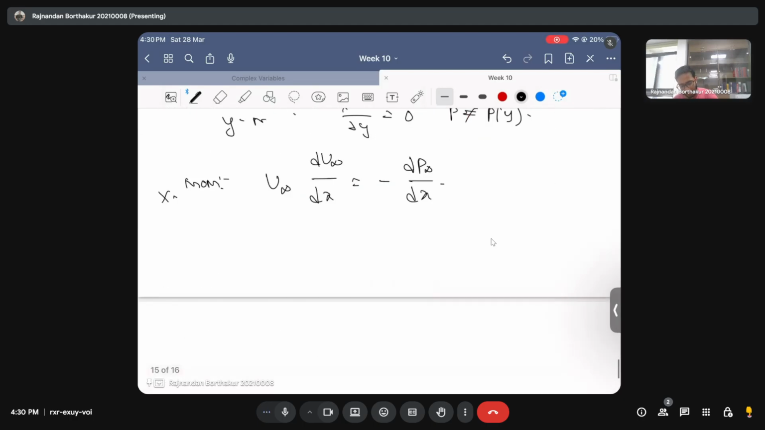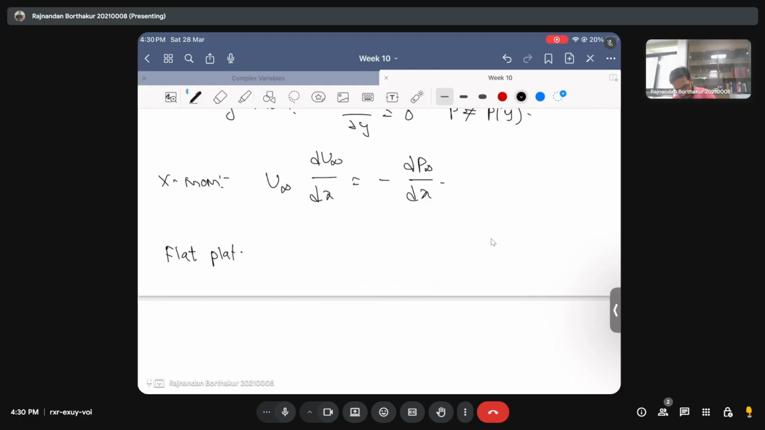For a flat plate, we know that u infinity is constant, which then means that du infinity by dx is equal to 0, which then implies that dp infinity by dx is equal to 0. And that's precisely the reason why in flat plate you don't see that pressure gradient term. Because there is no force exerted due to the pressure gradient in case of a flat plate, because your u infinity is constant.